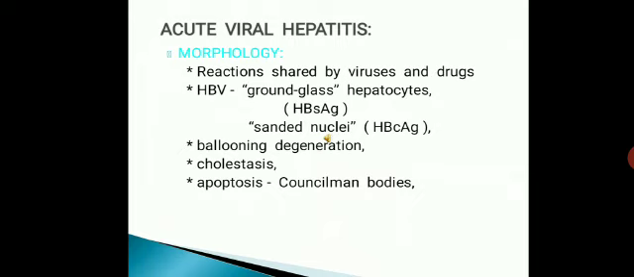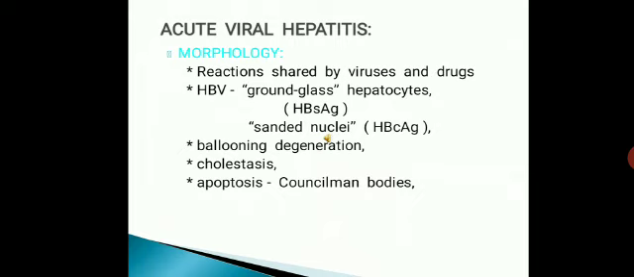There can be ballooning degeneration. In ballooning degeneration, the cell is swollen up and the cytoplasm gives a clearing type of appearance. This is a ballooning degeneration. There can be cholestasis. Cholestasis is caused by obstruction in the biliary flow.